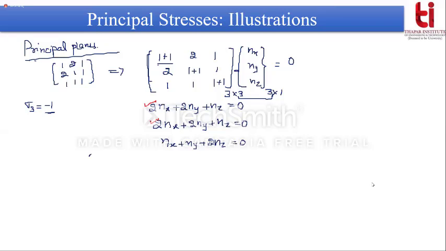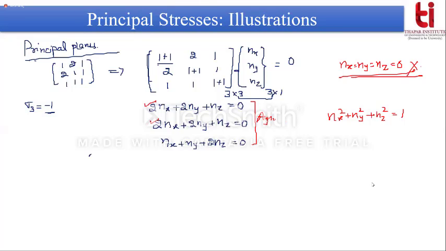Because if we solve these three equations, what will be the unique solution? nx is equal to ny is equal to nz is equal to 0. That is physically not possible. Because we have another condition: nx square plus ny square plus nz square is equal to 1. So we have three unknowns, nx, ny, nz, and we have four equations, 1, 2, 3 and 4. That means we have the freedom to choose any two equations from here, and the third equation must be this one. So we need to consider this equation.